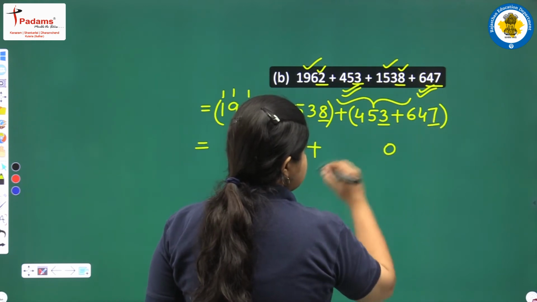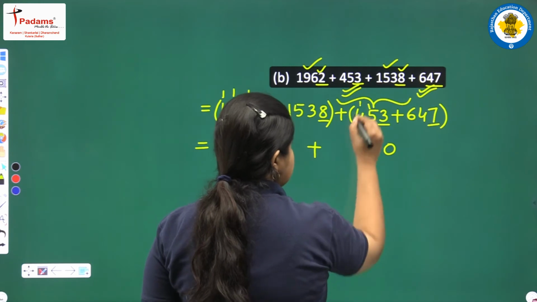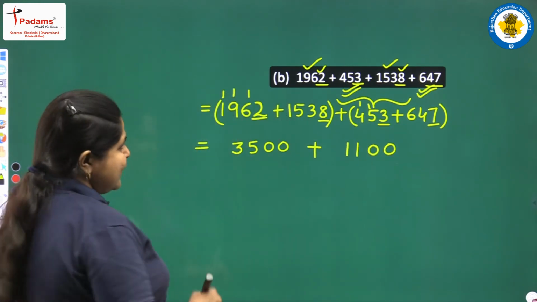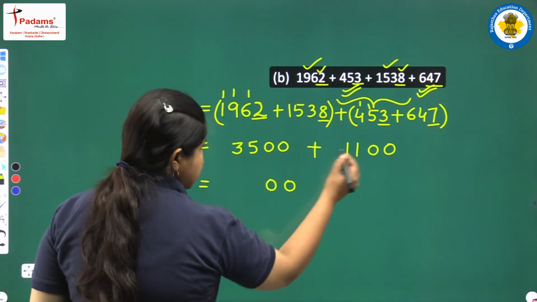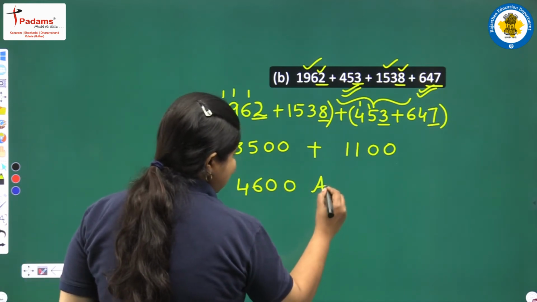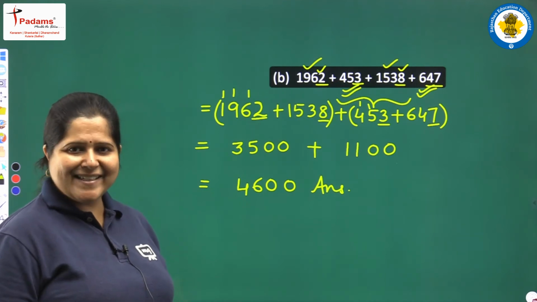7 and 3 it's 10, 1 carried. It's 6 and 4, 10 again, 1 carried. 5 and 6 it's 11. Now add up these two numbers. What do you get? 5 plus 1 is 6 and 3 plus 1 is 4, and this is the answer. So quick and so easy, isn't it?